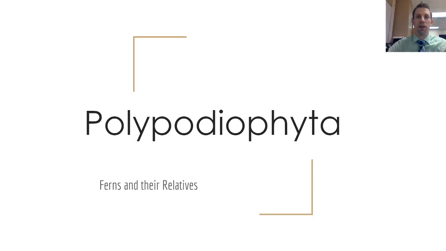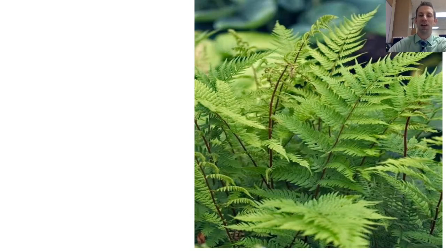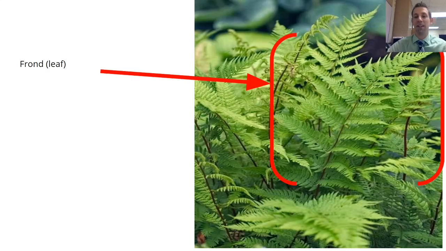Mr. Bondi here with our next botany taxonomy lesson, this time on Polypodiophyta, or really ferns and all of their relatives. So we've got a lovely image of a fern plant here, and with a special indication around a singular frond, which is what we call the leaf structures of ferns.